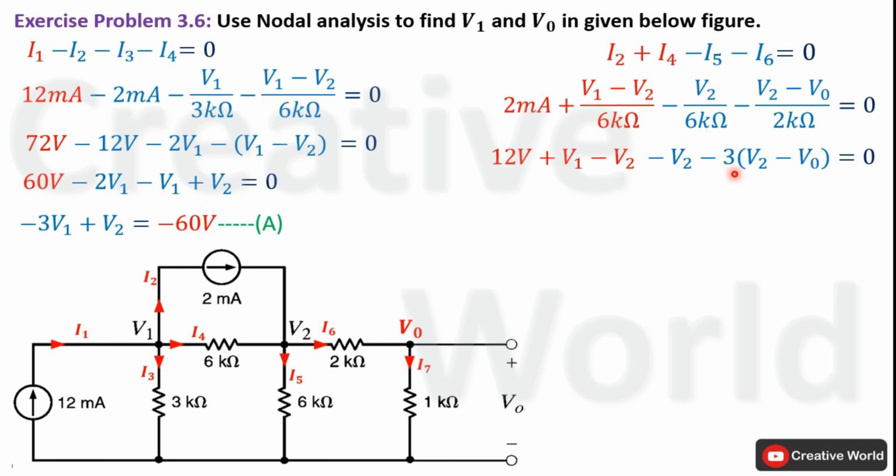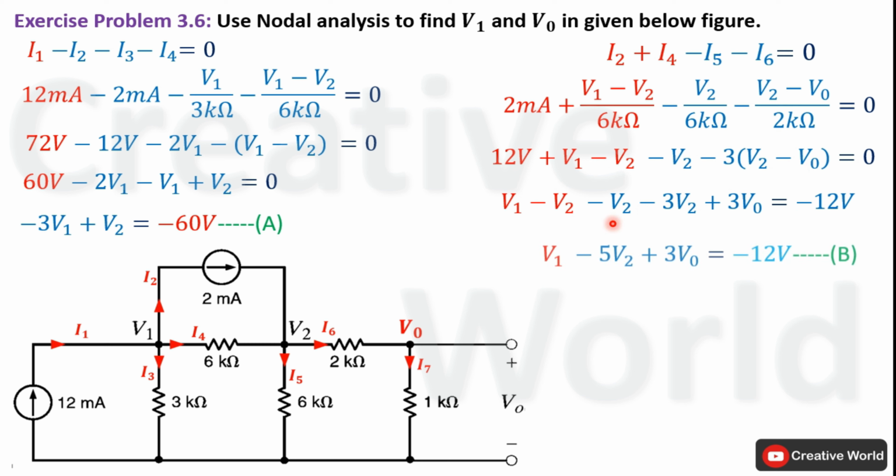Multiply minus 3 with values inside the brackets. The equation will become V1 minus V2 minus 3V2 plus 3V0 equal to minus 12 volt. Add values having same variables together. The equation will become V1 minus 5V2 plus 3V0 equal to minus 12 volt. We cannot further simplify this equation, so we will leave it for now and label it as equation B.